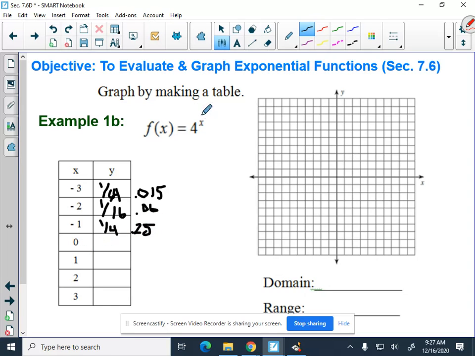Anything to the 0. What's 4 to the 0? 1. What's 4 to the 1? Anything to the 1 is itself, so it is 4. Does anyone know 4 squared? 16. How about 4 times 4 times 4? 64. Well, good. All right, good math.